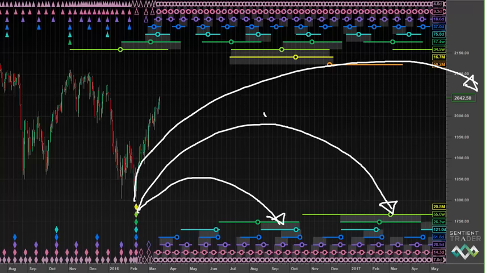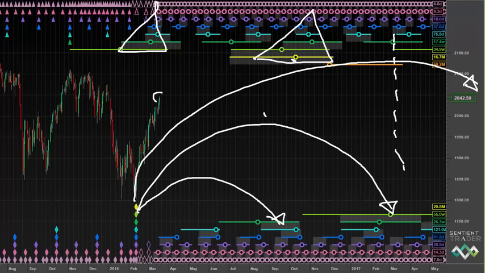So the peak of the 40-week cycle is expected very soon. This nest of highs is right upon us. We're expecting the peak of the 40-week cycle to occur very soon. So that means that if that's a peak of the 40-week cycle, that's going to be a very, very early peak for the 40-week cycle.